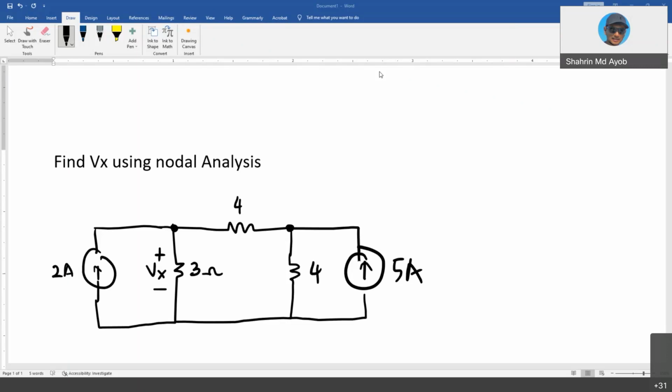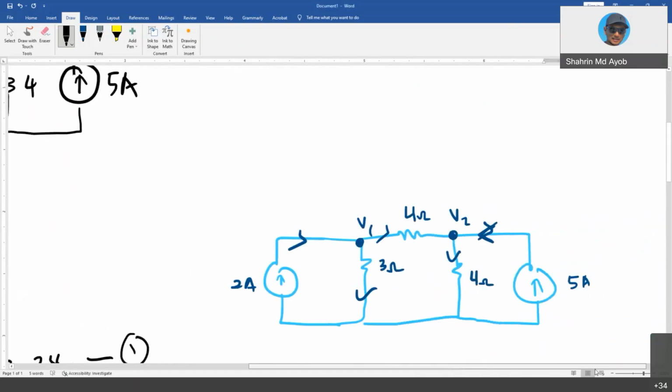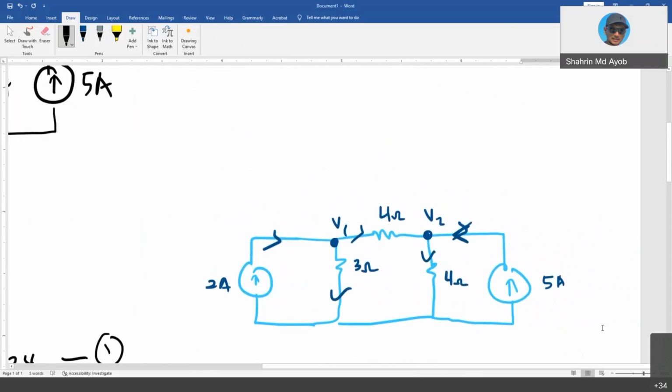Actually I have already done the solution for you, so let us discuss it. First of all, what we need to do is come up with the circuit diagram where you define your node voltages and also your reference node. Right now I have two nodes, which I define as V1 and V2 here. And then you also need to define a reference node, which is this point, which is 0 voltage.